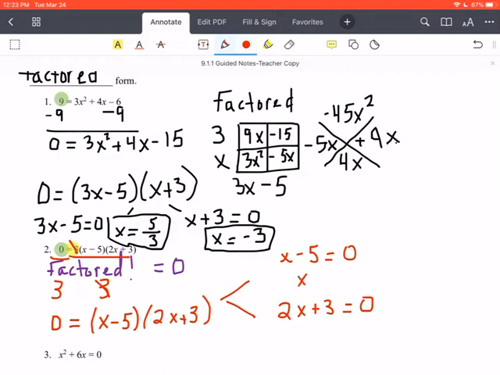So at this point, we're going to add 5 to get x equals 5, and then on this equation, we are going to subtract 3 and divide by 2. And these are our two answers, x equals 5 and x equals negative 3 over 2.